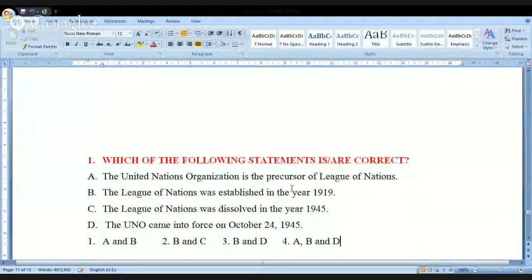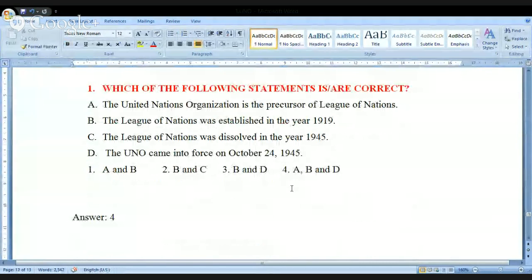I am going to the next line here. Kindly have a look at this. You know how to read the question. Kindly read the question here. Which of the following statements is or are correct? Read this 1, 2, 3, 4. 4 statements are given. The United Nations Organization is the precursor of the League of Nations. Do you agree with this? Yes. The answer is right. Previously it was called the League of Intergovernmental Organizations. That is the League of Nations. Hence the so-called UNO is the precursor.